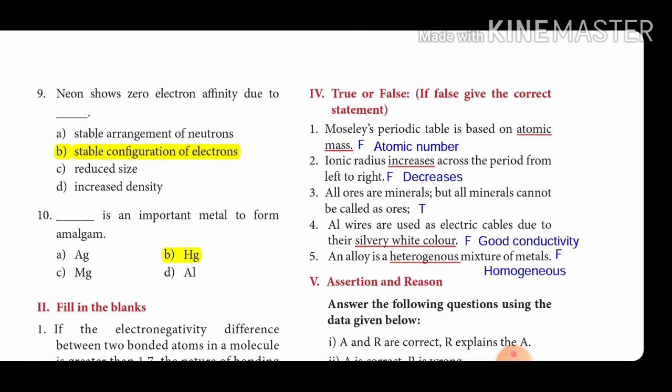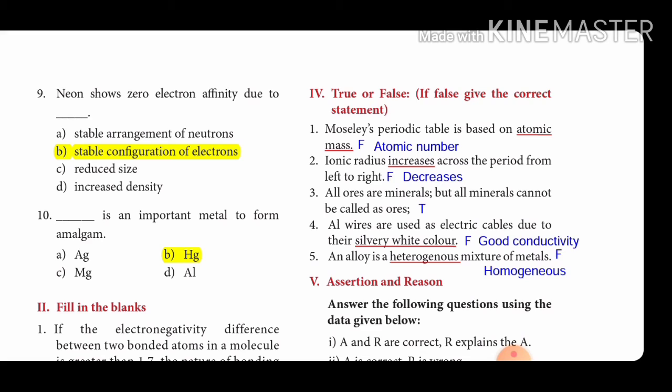Next thing is true or false. If false, give the correct statement. First one, Moseley's periodic table is based on atomic mass. It is a false statement. The correct one is atomic number. Second one, ionic radius increases across the period from left to right. It's not increases, it's decreases.